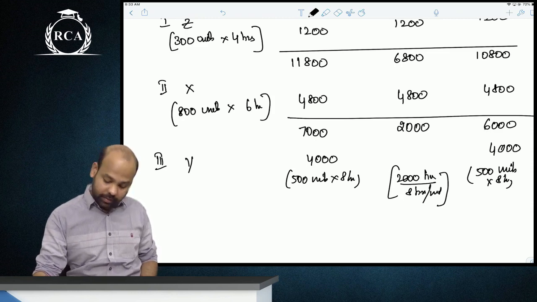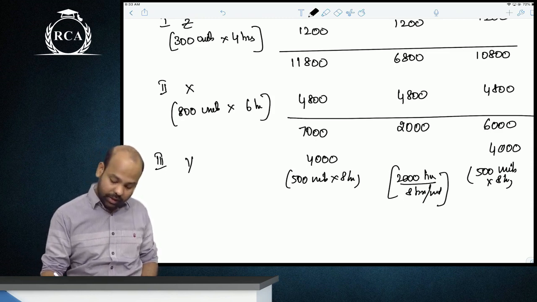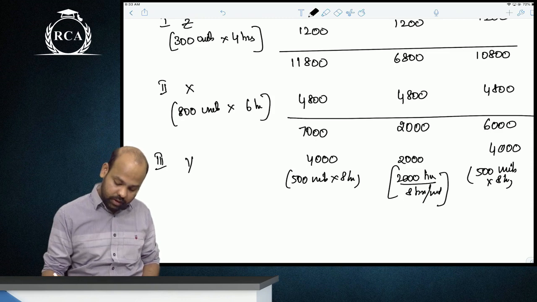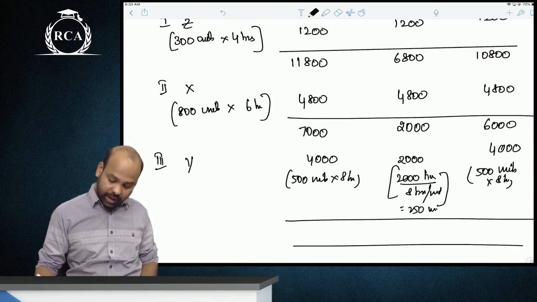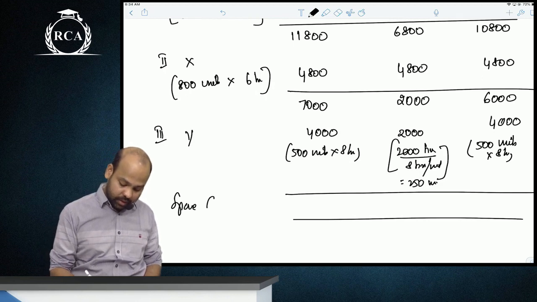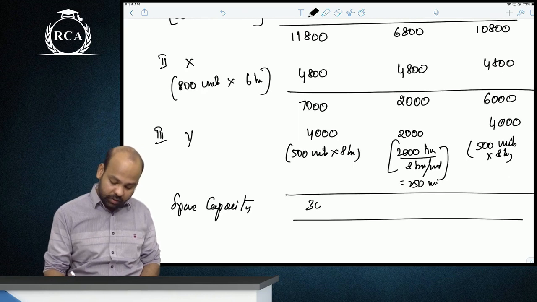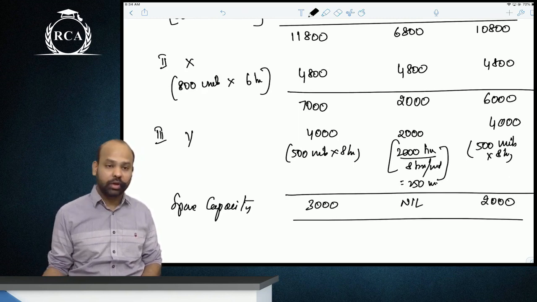2,000 hours divided by 8 hours per unit is 250 units. So we still have some spare capacity left. The spare capacity left in the first case is 3,000 hours. Here there is no spare capacity. Here there is a spare capacity of 2,000 hours.